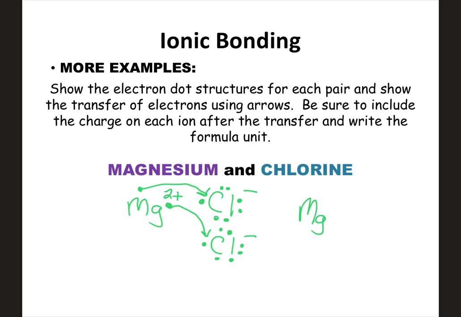Metal's written first. There's just 1 magnesium in your picture, so it's Mg. Then the nonmetal, and there were 2. So the formula unit here for this compound would be MgCl2. All right, you need 2 chlorine for every 1 magnesium in order to complete the ionic bond, to complete the transfer of electrons.